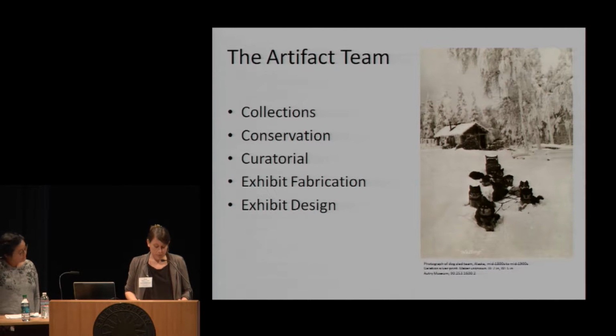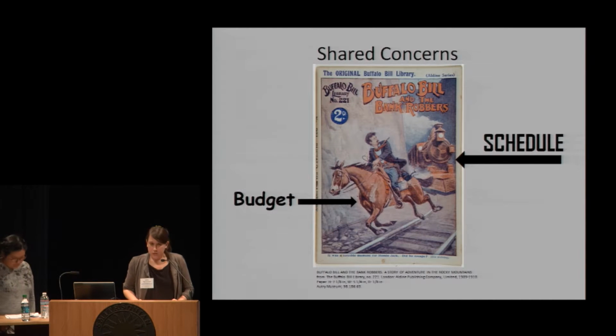Fabrication wanted to be able to retrofit and reuse existing case stock, and any new build cases needed to be made of easily producible, in-house, readily available materials, as well as be reusable for the next show. Exhibition design wanted cases that complemented the current design of the galleries, as well as wanting aesthetic control of interior case materials, textures, and colors. We also had a couple of shared concerns. These are big ones. I'm sure you can all relate. Budget and schedule, just kind of the constant.